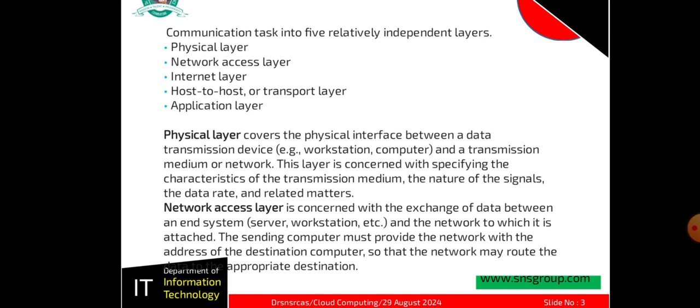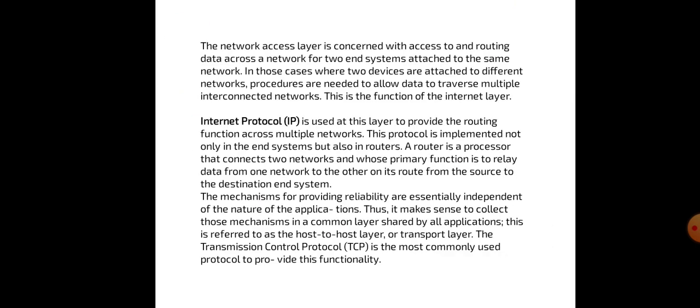So next is the network access layer, which is concerned with the exchange of data between the end systems. That is, the data is forwarded across the network from one place to another, representing servers or workstations, etc. The sending computer must provide the network with the address of the destination computer.